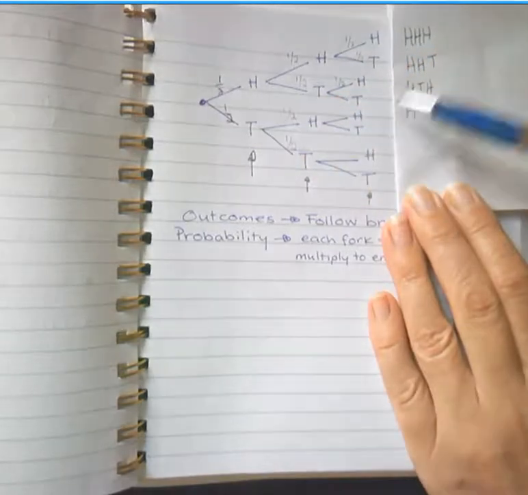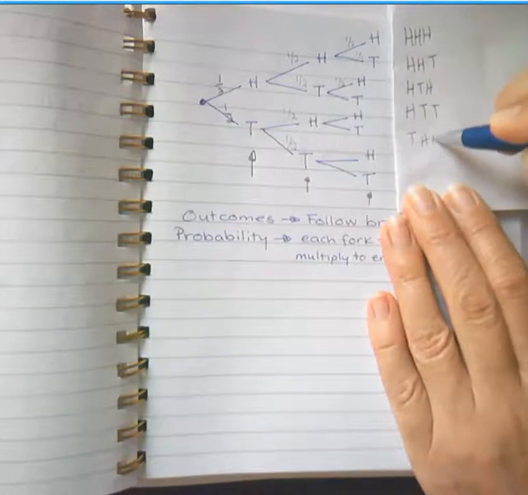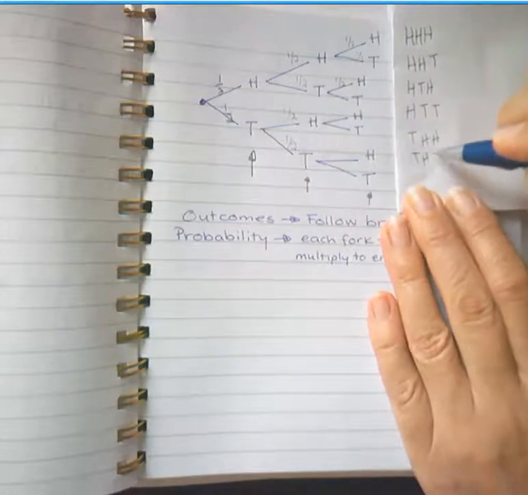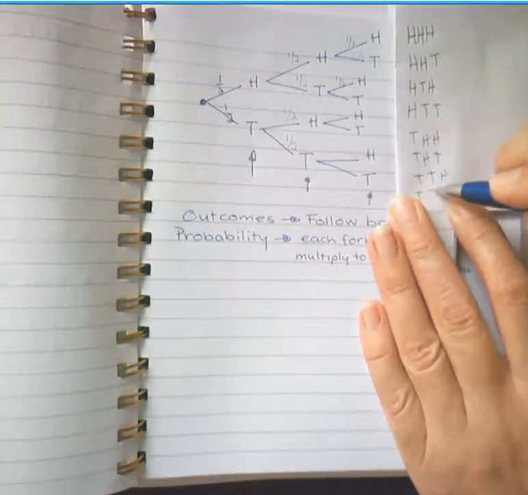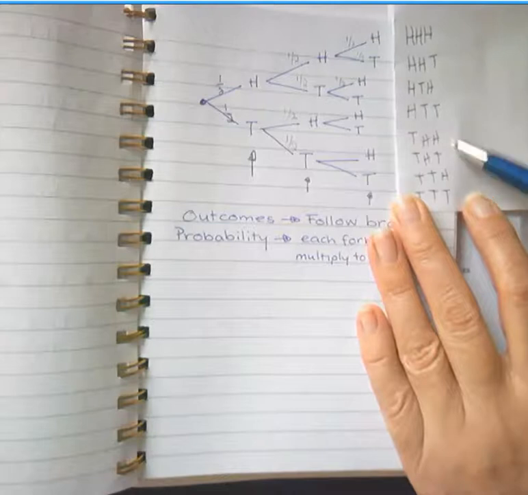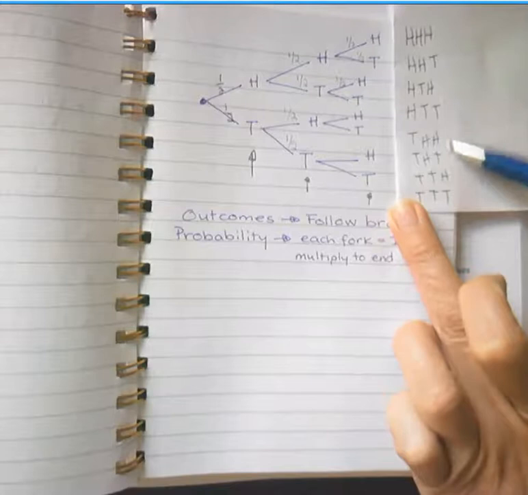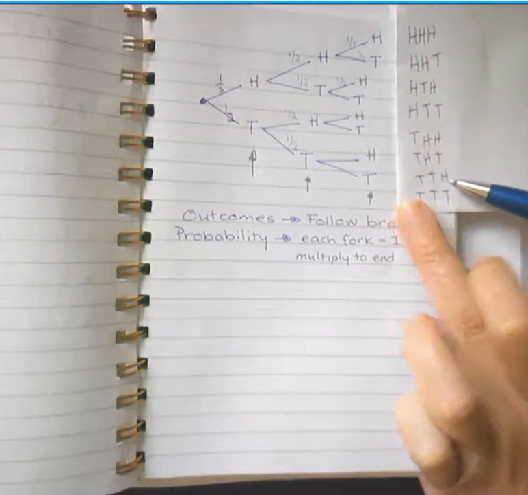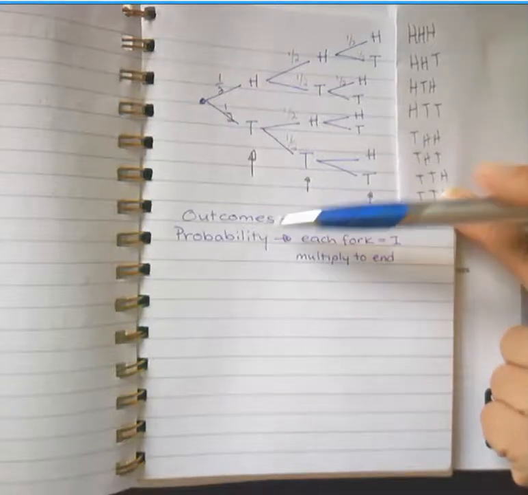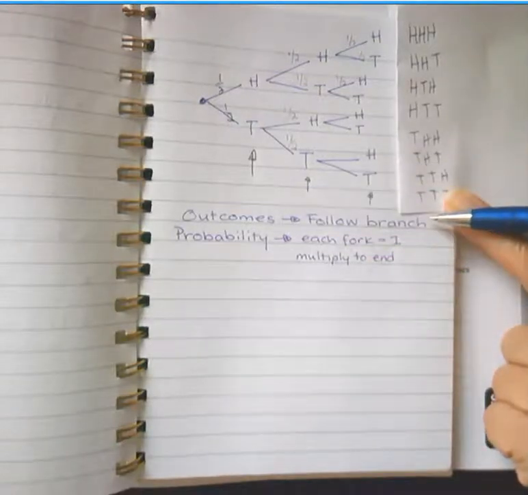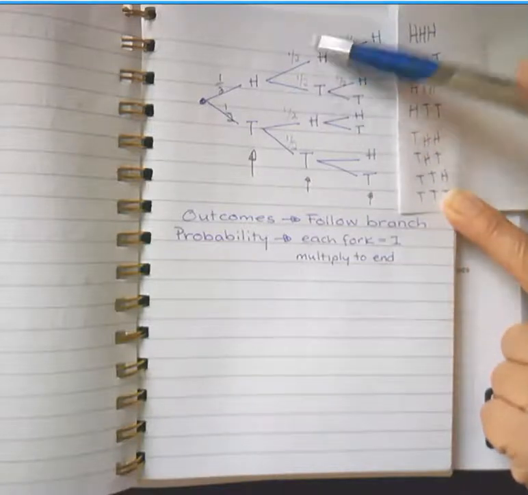And then we're on the second or lower half of the tree. So we go T, H, H. T, H, T. T, T, H. And T, T, T. So from this, I have 8 leaves on the tree, so I will have 8 outcomes in my sample space. Again, in terms of outcomes or sample space, you follow the branches and write down what you got at the end. And for probability, each fork has to add up to 1.